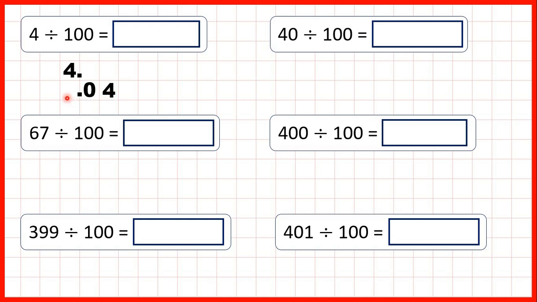And the digit before the decimal point is the ones digit, so we need 0 in here as well, because we can never have an empty ones column. So that gives us our answer, 0.04.